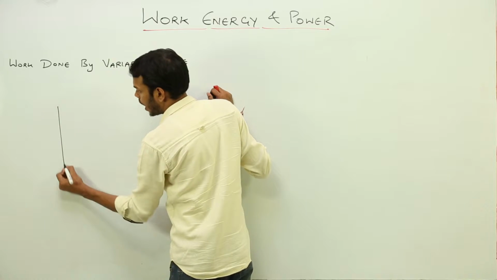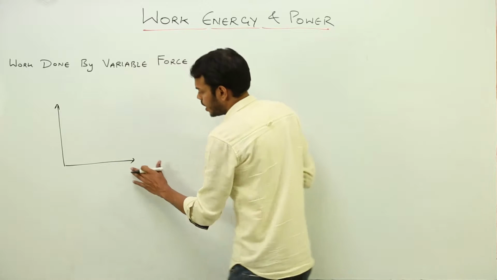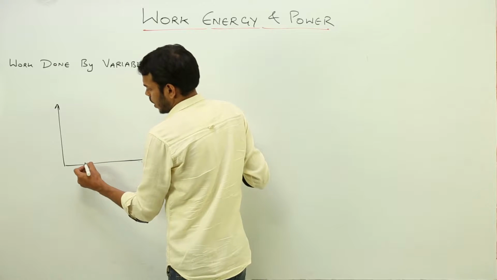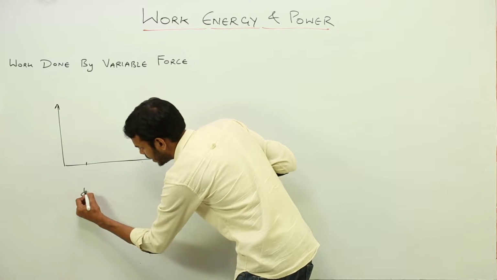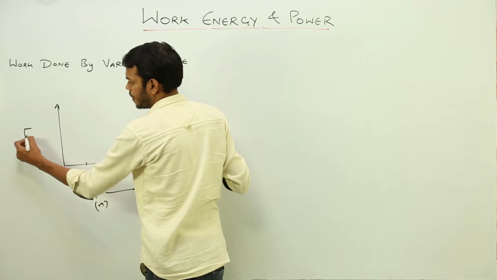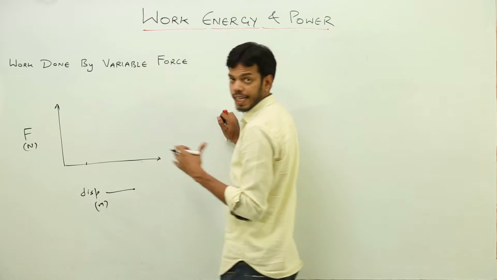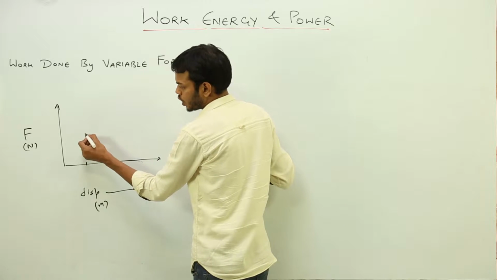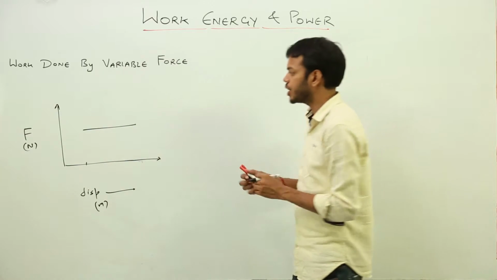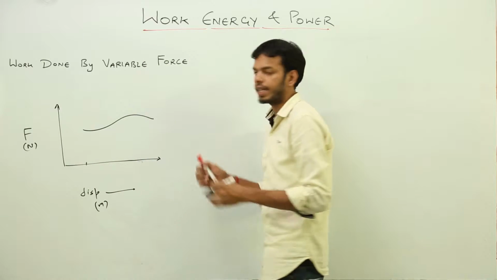So here I am making a graph between force and displacement. On this side I am representing displacement, that is in meters, and here I have the applied force, which is variable in nature, this is in newtons. Suppose the body moves, and force and displacement are related like this. Force is not constant. A constant force would have been a straight line, right? This is a constant force without any change. But in case of variable force, the force could be anything, okay?